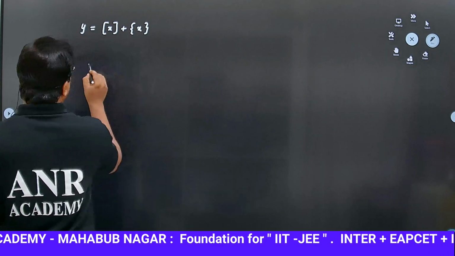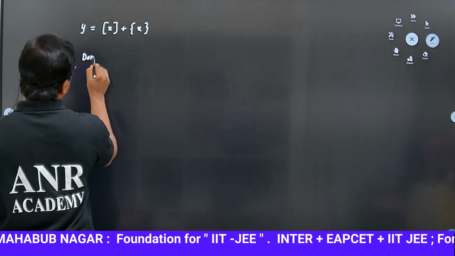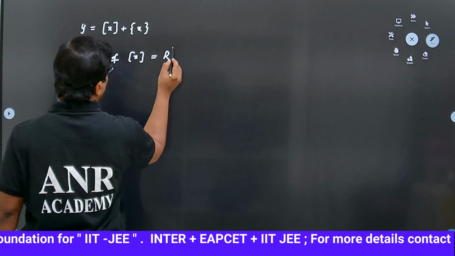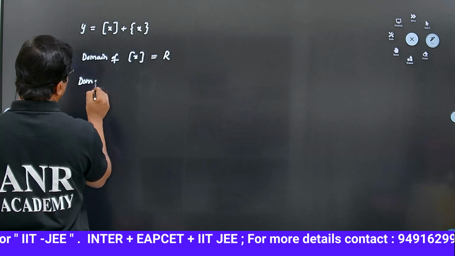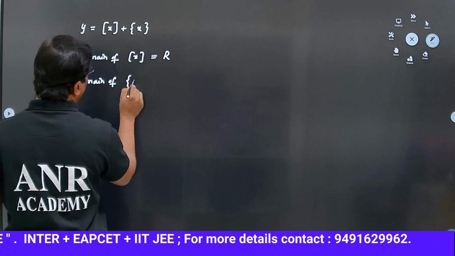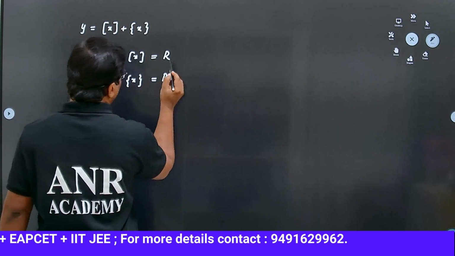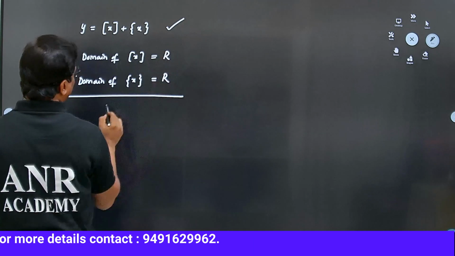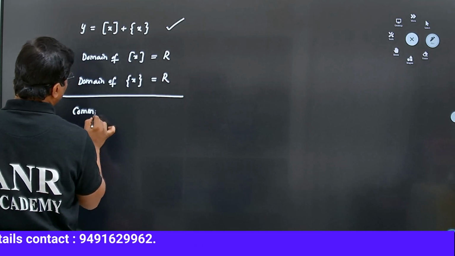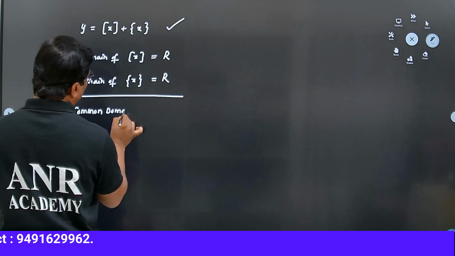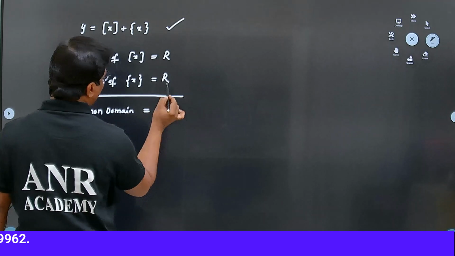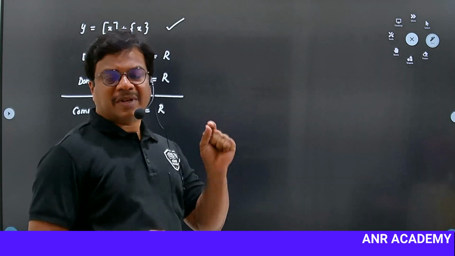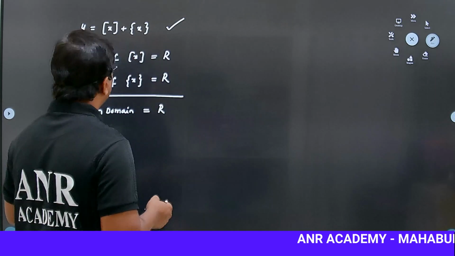We know that the domain of the first function, the greatest integer function, is defined for all real values of x. Next, the domain of the second function, the fractional part function, is also defined for all real values of x. Now to draw this graph, you have to decide the common domain. Both belong to R, so the common domain is clearly the set of all real values. So on the real line, the graph is defined for each and every real value of x. Remember.